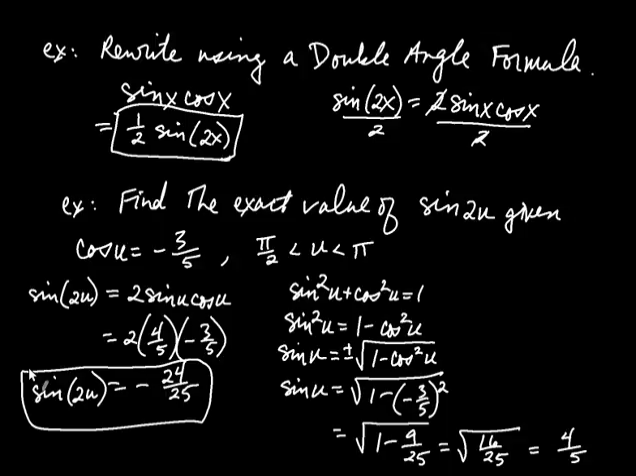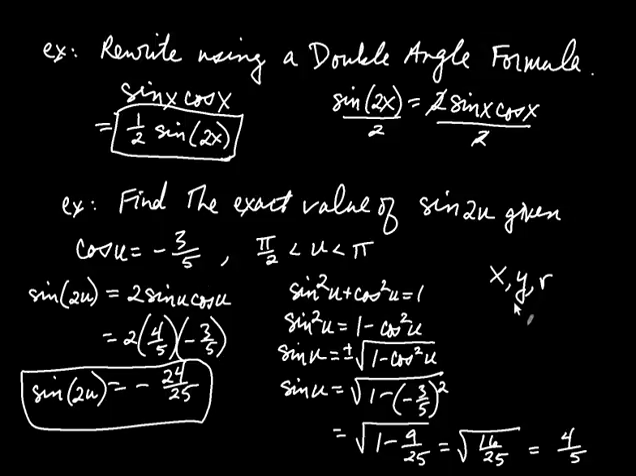Now that being said, there is another way to do this problem. And what you could do is, instead of using this identity, you could find x, y, and r. That is, what you could do is say that cosine of any angle is x over r. So x would be -3 and r would be 5. And then y, of course, you'd find to be 4.